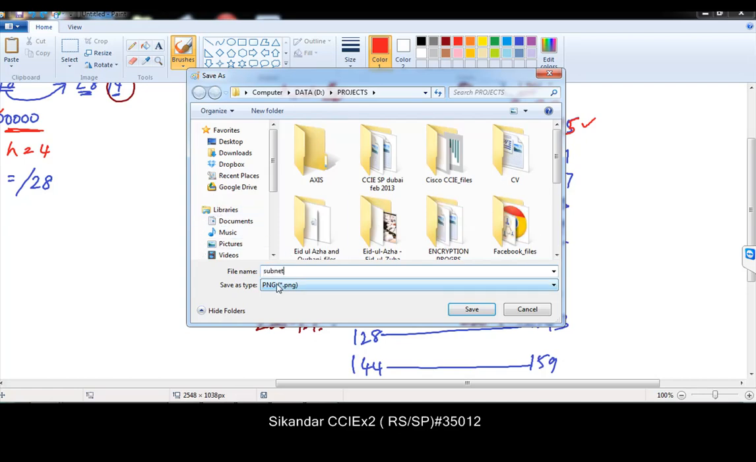So, subnetting. This is our second example in class C, right? In class C, we did one example, the basic example, in the previous session. So it's the same example here.